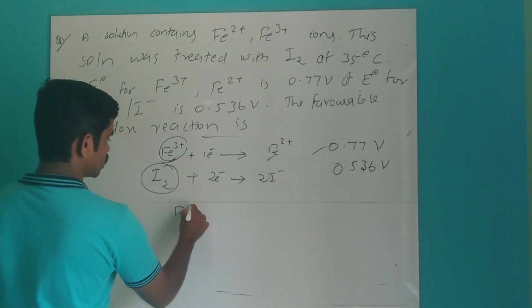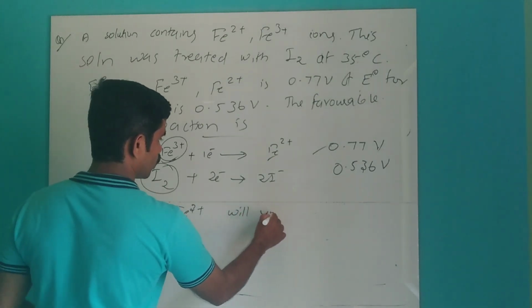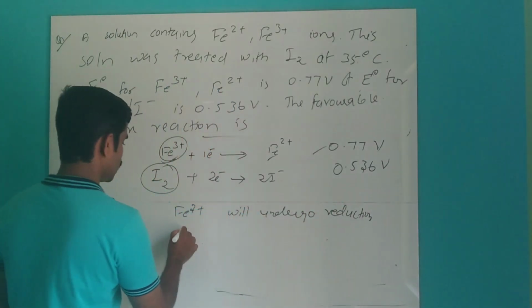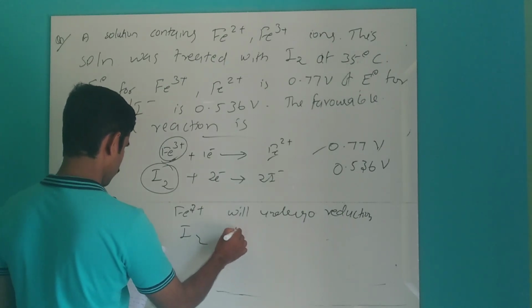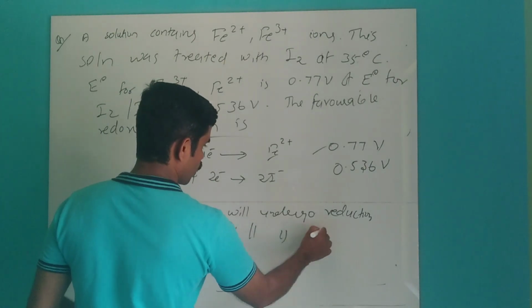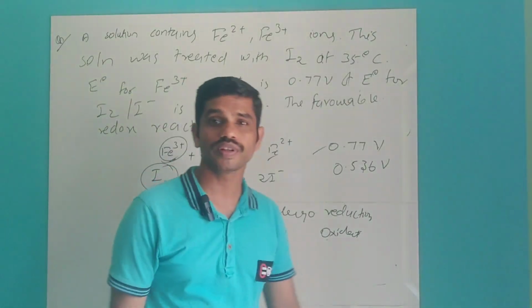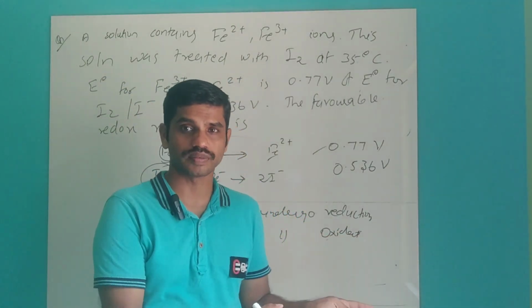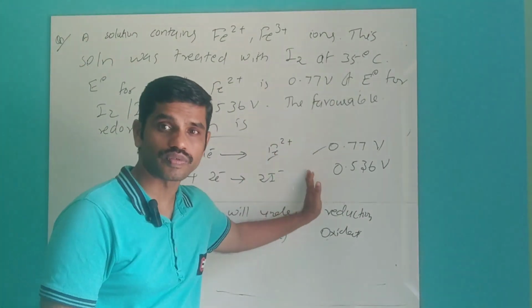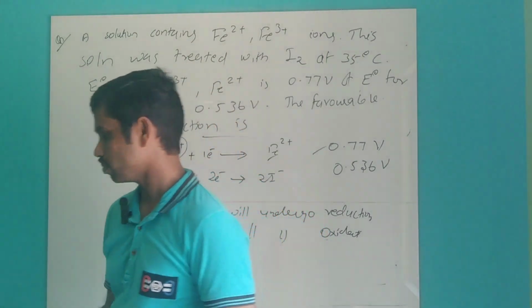So Fe3+ will undergo reduction. I2 will undergo oxidation. So how did we solve it? The one having the higher value will undergo reduction. So here Fe3+ will get reduced to Fe2+ and I2 will get oxidized to I minus. Okay, same concept only.